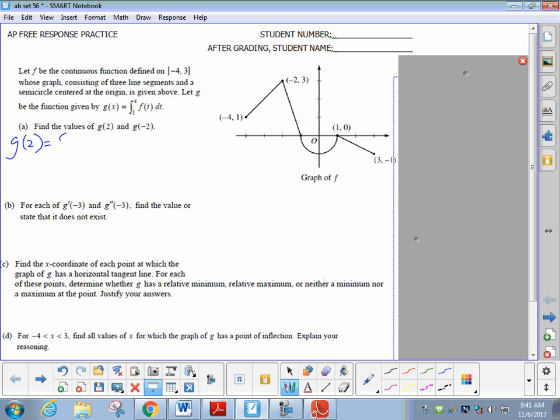Okay. This is optional to show 2 going in. G of 2, actually, they would grade just for the answer. But what this means, G of 2 is the area under the curve F from 1 up to 2. And you can see that's a negative because the triangle is below the axis.